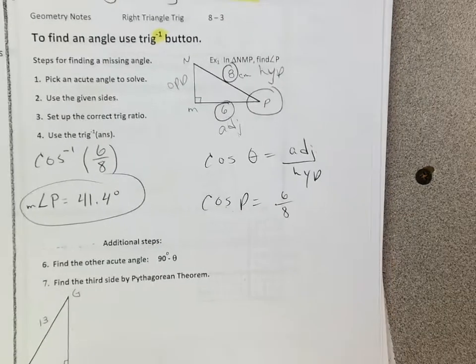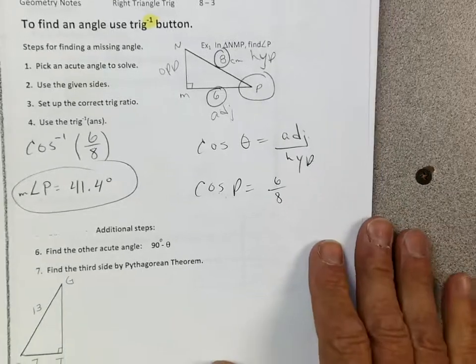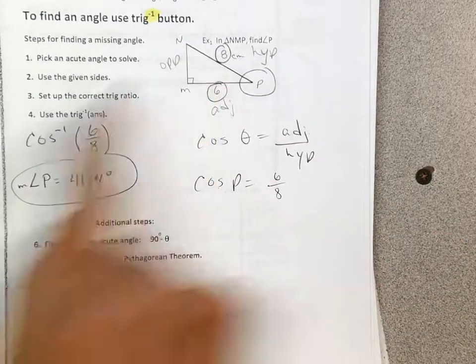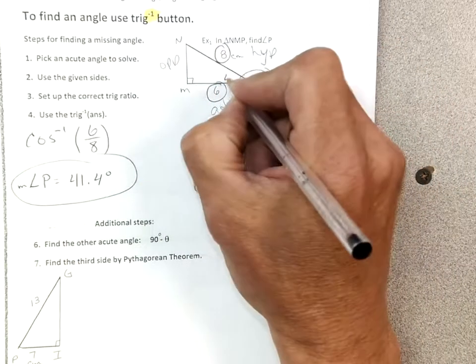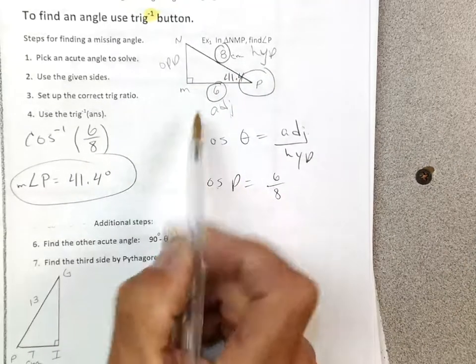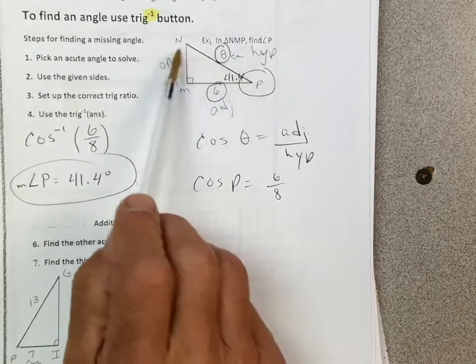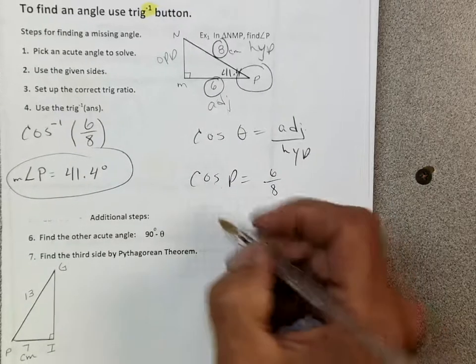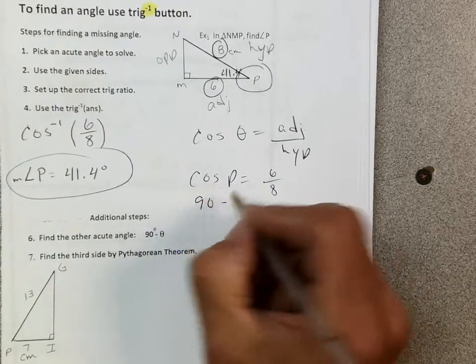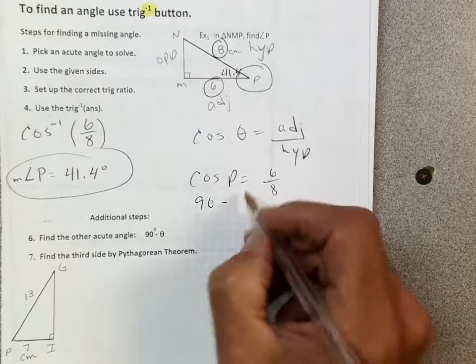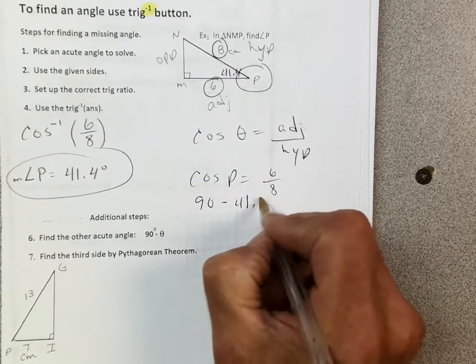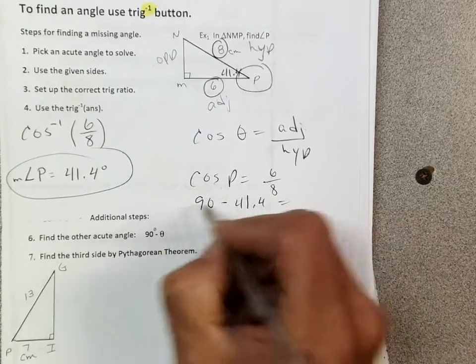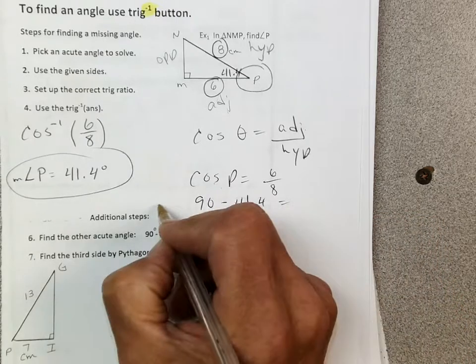So now, we can find out the rest of this triangle pretty easily because angle N, once we have this one's 41.4, right? We know that these two angles together make 90, right? Don't these two angles make 90? So if I want to find the other angle, I'm just going, okay, 90 degrees minus my 41.4, and that's going to give me angle N, right?